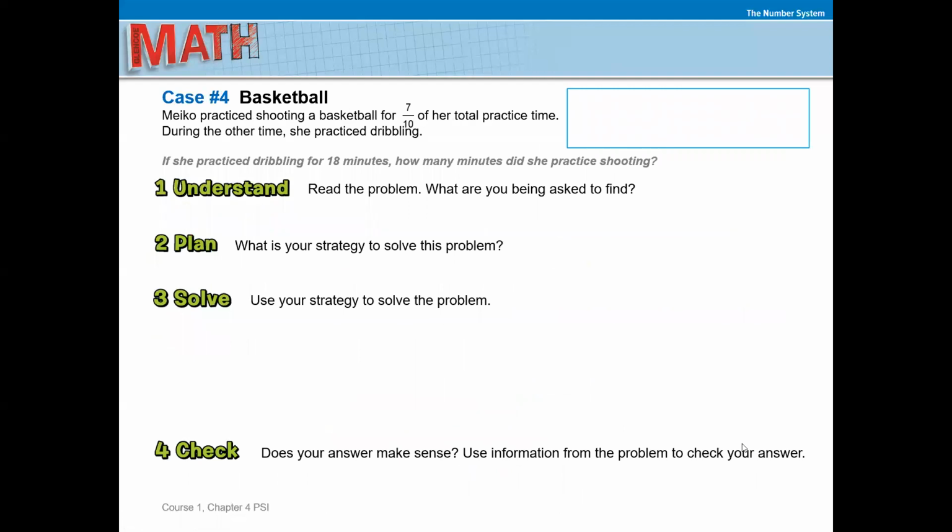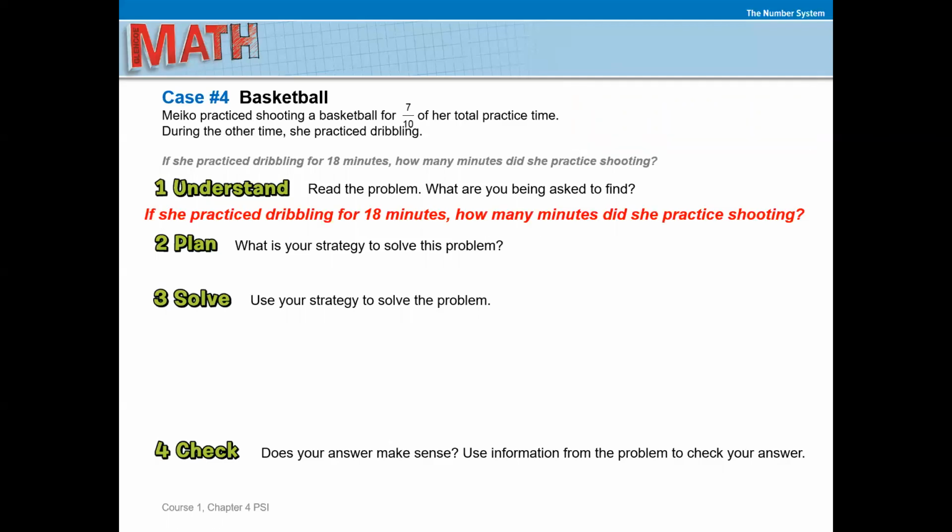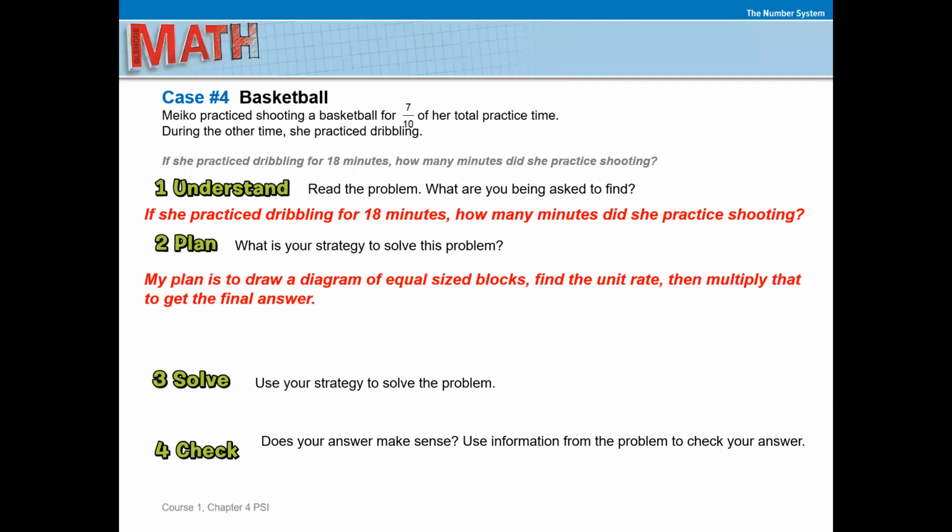Case number 4, basketball. Miko practiced shooting a basketball for 7/10 of her total practice time. During the other time, she practiced dribbling. If she practiced dribbling for 18 minutes, how many minutes did she practice shooting? Understand the problem? What are you being asked to find? If she practiced dribbling for 18 minutes, how many minutes did she practice shooting?